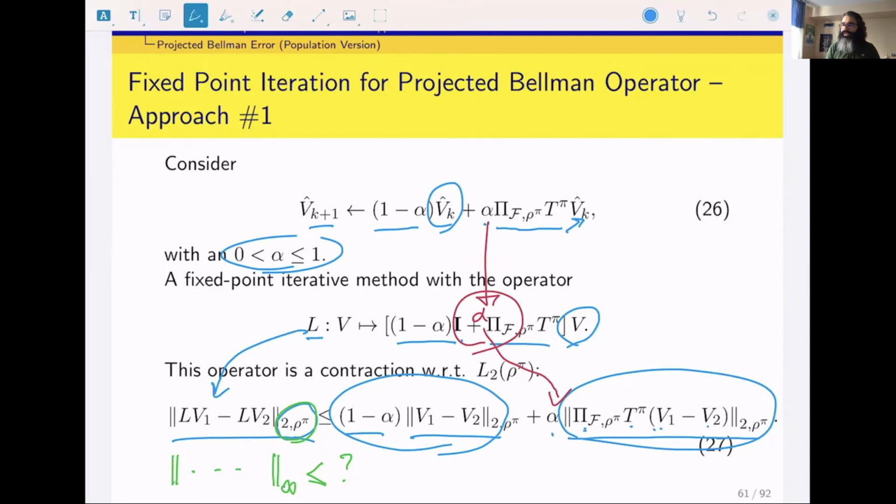Okay, any idea why? We had a lemma earlier that said it's a contraction with respect to the stationary distribution, so that's what we used. But could we also show it with respect to the supremum norm? At least we know that T is a contraction with respect to the supremum norm. So what would be the reason that we didn't do it? I mean, we could possibly do it, and maybe it works. But maybe you can think about it.